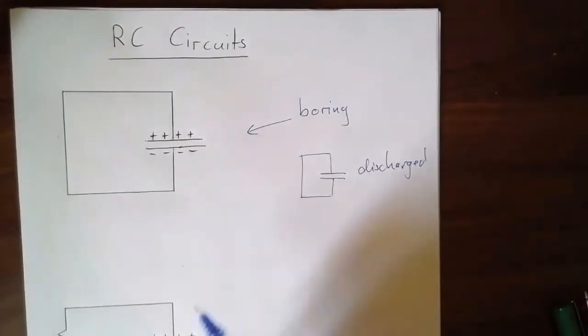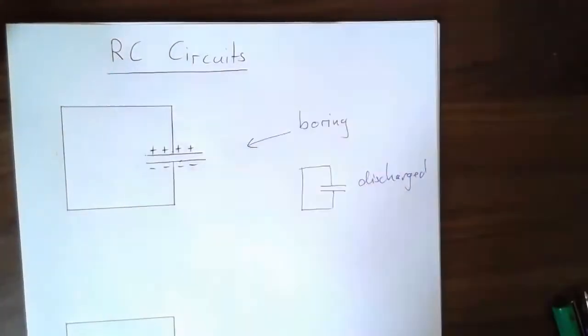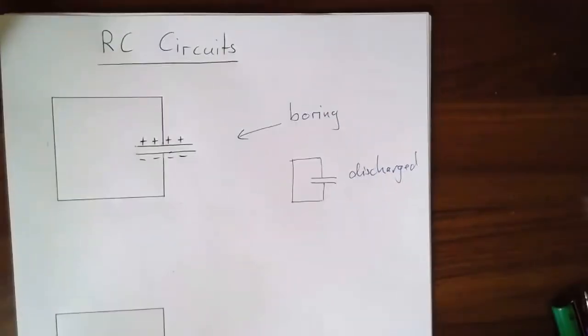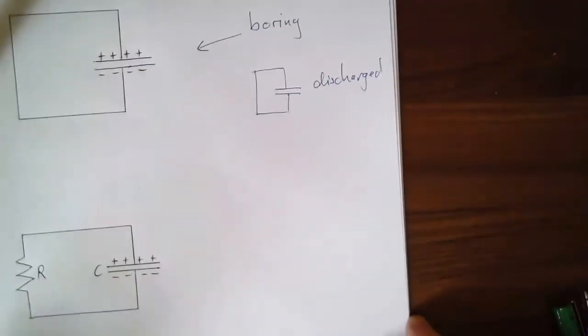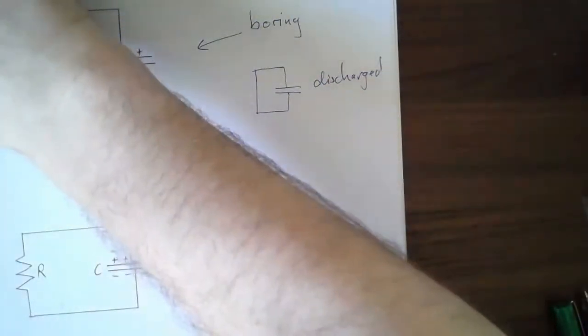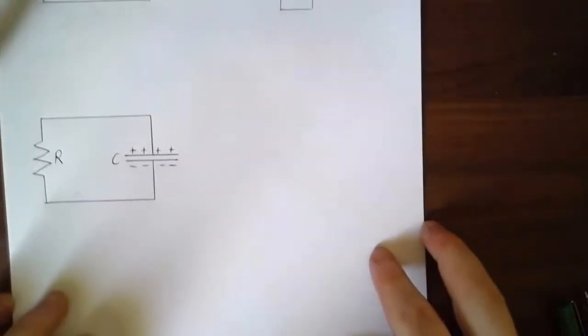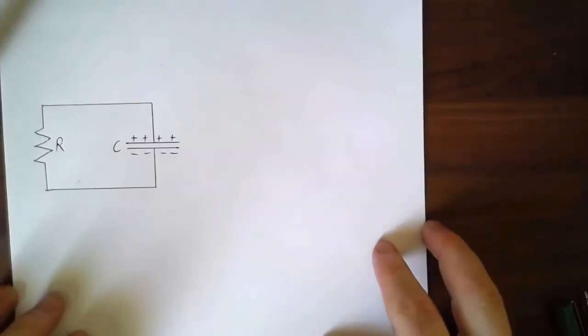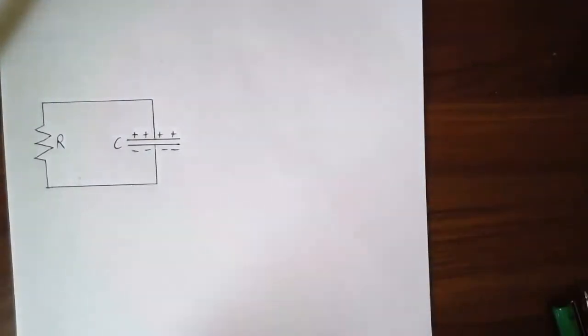Well, let's make it a bit more interesting by putting the R into our circuit. So this is our RC circuit down here. Let me just change my setup a bit. There we go. So this is my RC circuit.